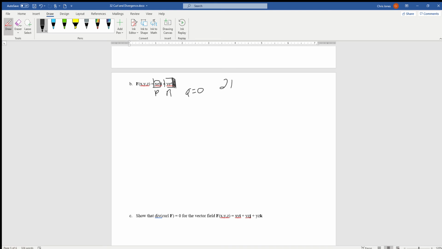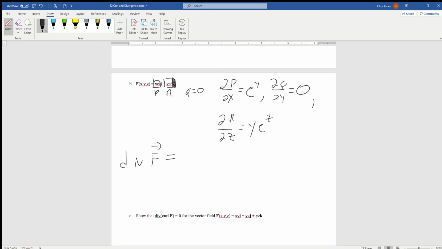The partial of P with respect to x is going to be e to the y. The partial of Q with respect to y, or any variable, is going to be 0. And then finally the partial of R with respect to z is going to be y e to the z. And so the divergence of our vector field F is going to be equal to e to the y plus y e to the z.